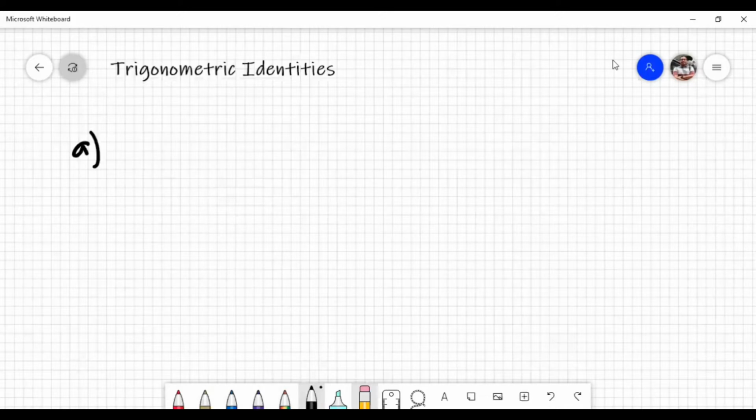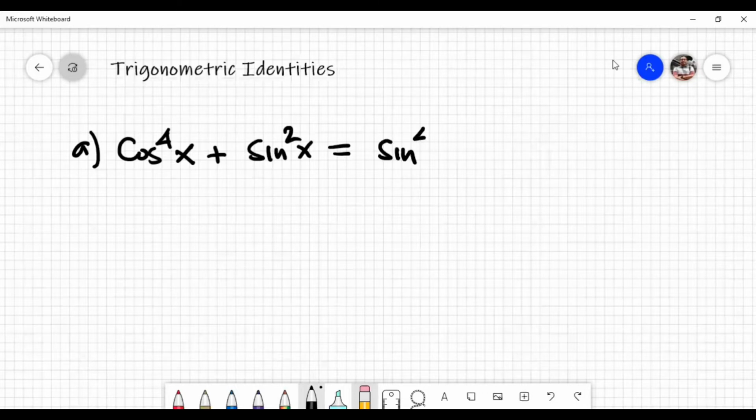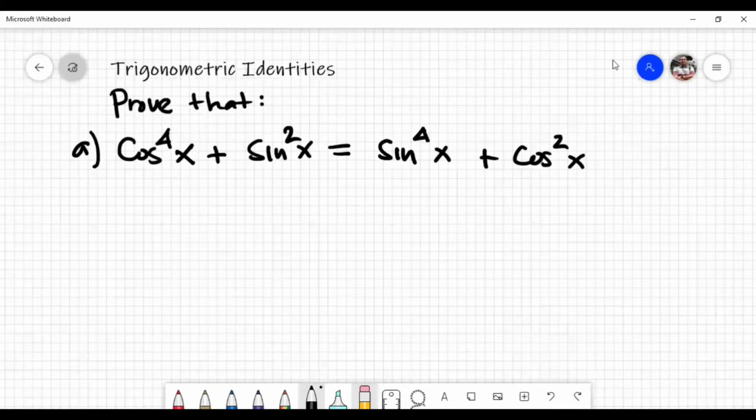Question A. We have cosine to the power of 4 x plus sine square x is equals to sine to the power of 4 x plus cosine square x. So as usual, we try to prove this.